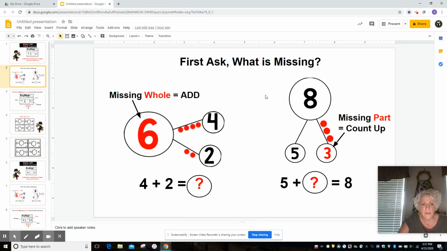Before we do that, I wanted to remind you that when we are missing a whole in addition, we know we just add the parts together. So if we're missing this number here, we would just add 4 and 2 together and get 6. But when we're missing a part in addition, we use the part we know and count up to see how much it takes us to get to the whole. If I did that with 5, I would count up 5, 6, 7, 8. It took me 3, so my missing part would be 3.